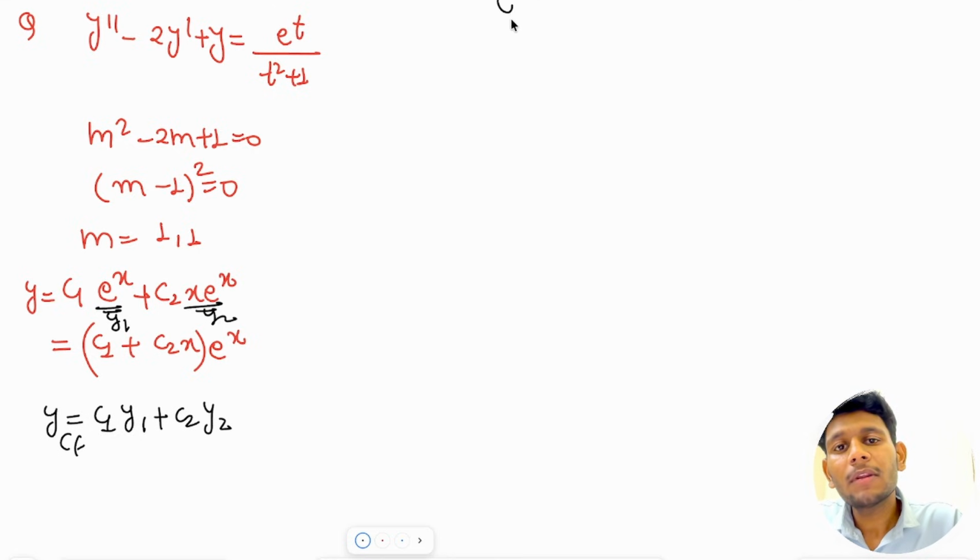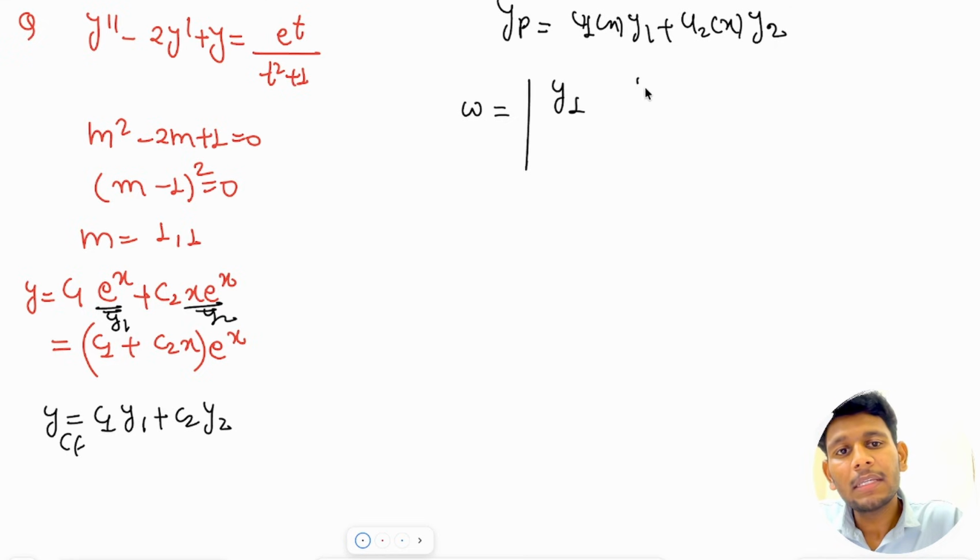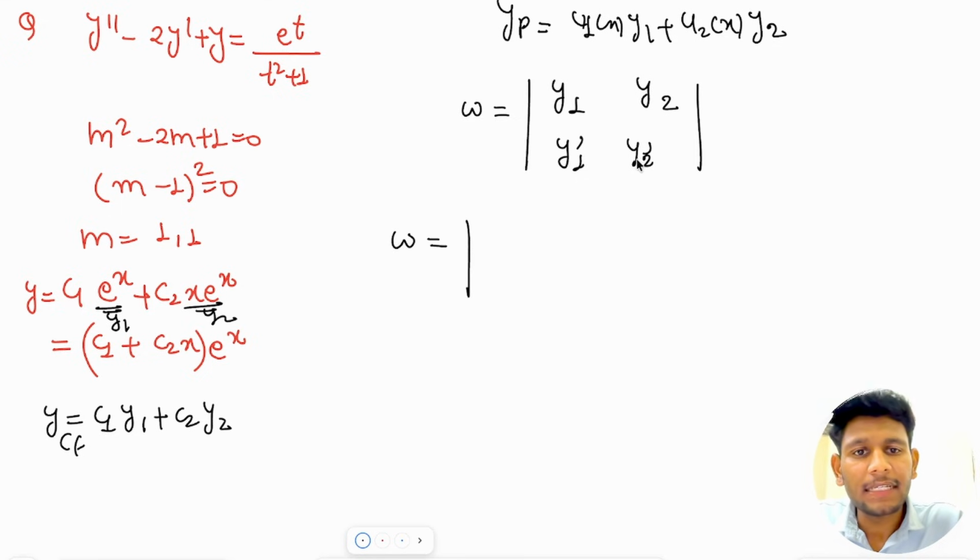What will be the particular integral? The particular integral will be u1 of x y1 plus u2 of x y2. Then what to do? First of all I have to find out the Wronskian. What is the Wronskian? The Wronskian is y1, y2, y1 dash, y2 dash.